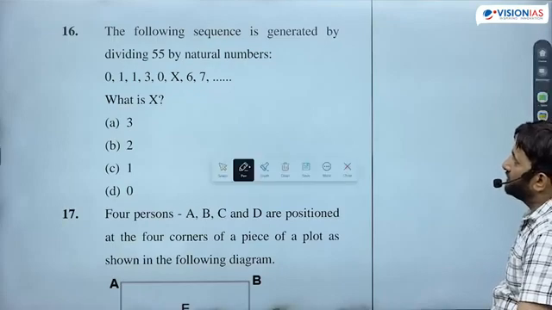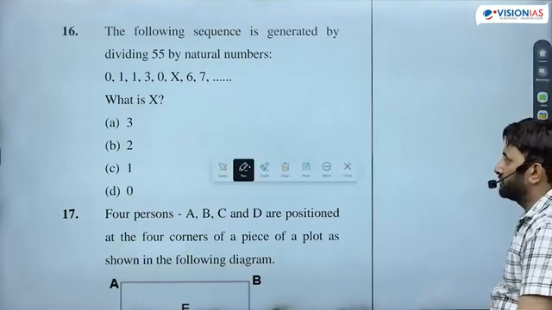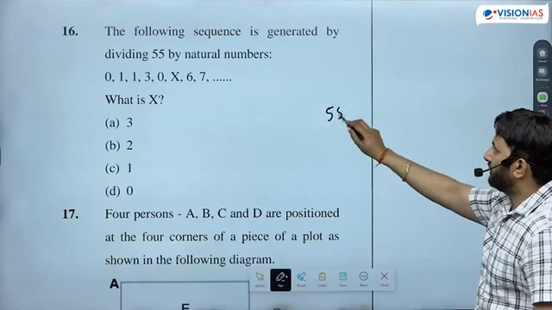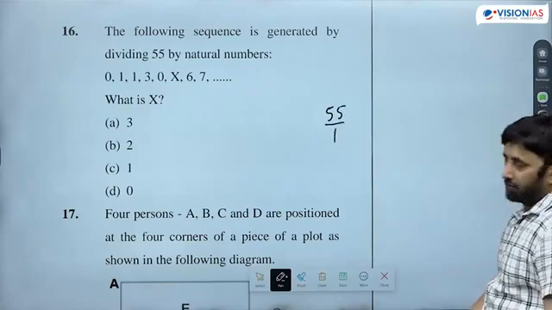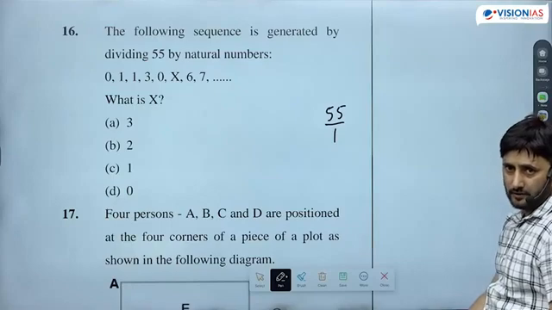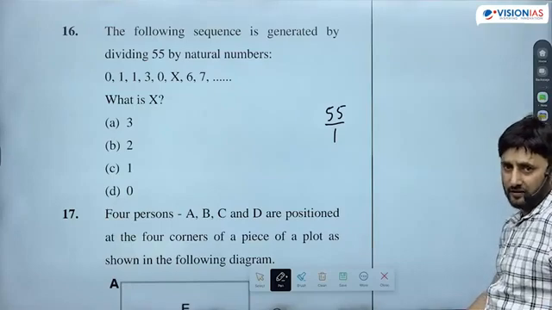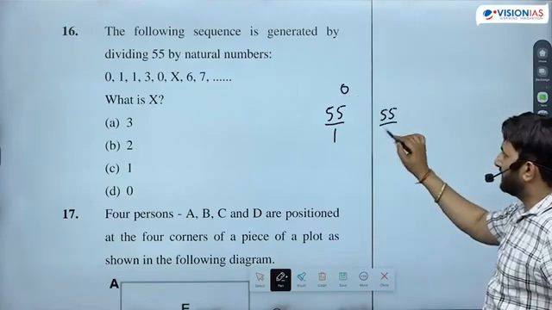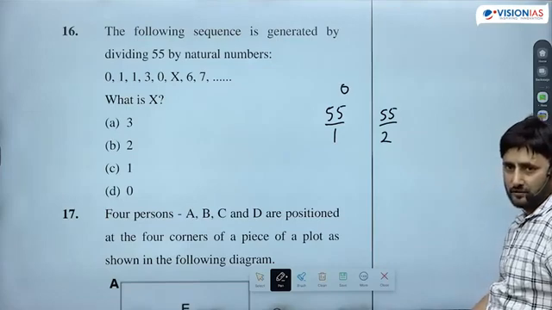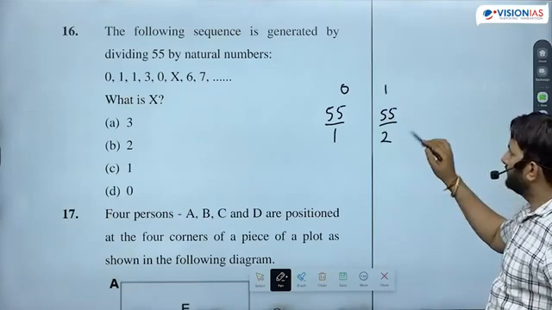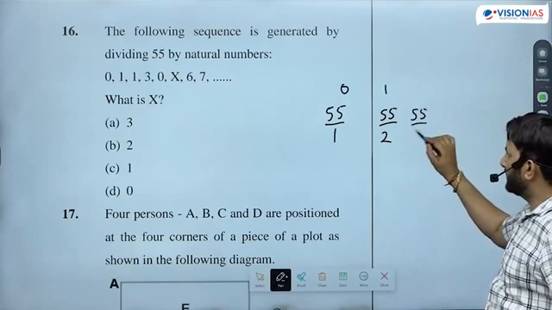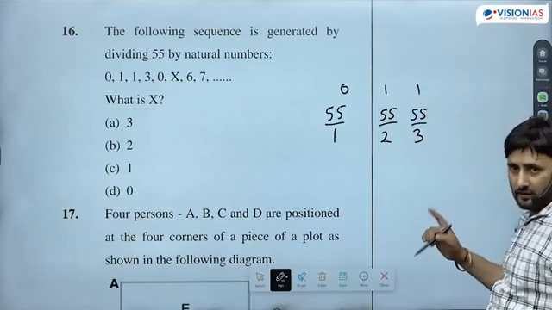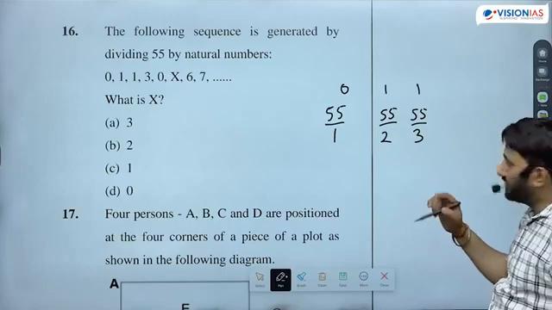Question says that the following sequence is generated by dividing 55 by natural numbers. तो बच्चे 55 को 1 से डिवाइड करेंगे तो what is the remainder? Any number is completely divisible by 1, so remainder will be 0. 55 को अगर आप 2 से डिवाइड करेंगे, when you are dividing it by 2, what is the remainder? 1. When 55 is divided by 3, 3 18s are 54, remainder is 1.